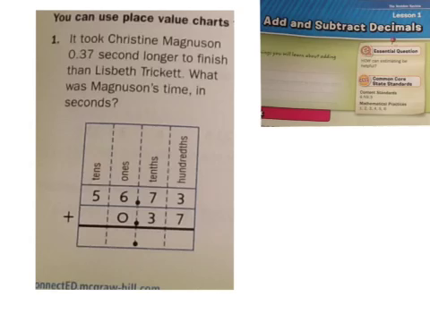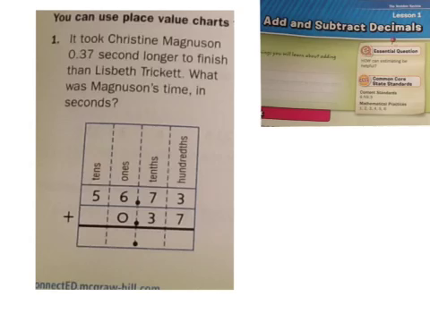On page 177, we are going to be doing problem number 1. It took Christine Magnuson 0.37 seconds longer to finish than Elizabeth Trickett. What was Magnuson's time in seconds? If you look at the chart above on your page, it has the women's 100-meter butterfly. That is where we're getting these times. So, setting these up, we need to know how to add these two decimals.